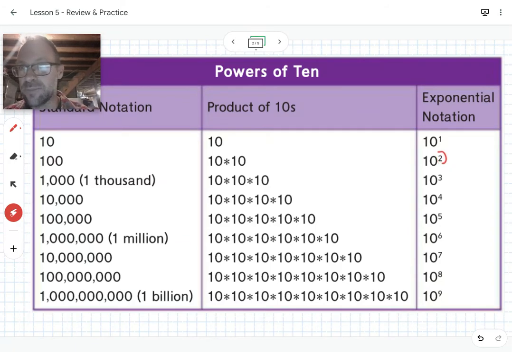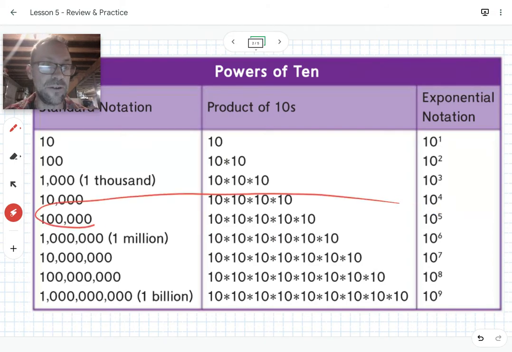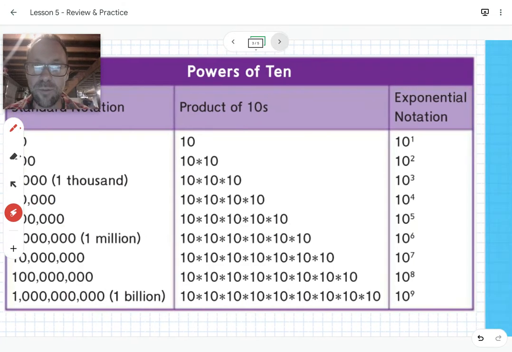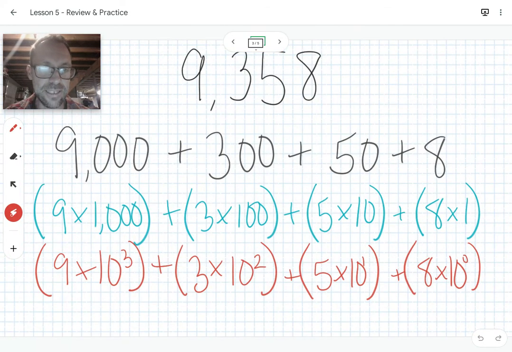2. The exponent in exponential form tells us how many tens are multiplied together, right? That's what an exponent does. But it also tells us, like 10 to the fifth power, how many zeros are in standard form. 1 plus 1, 2, 3, 4, 5 zeros in 100,000. So if we go back to our problem here, check this out.